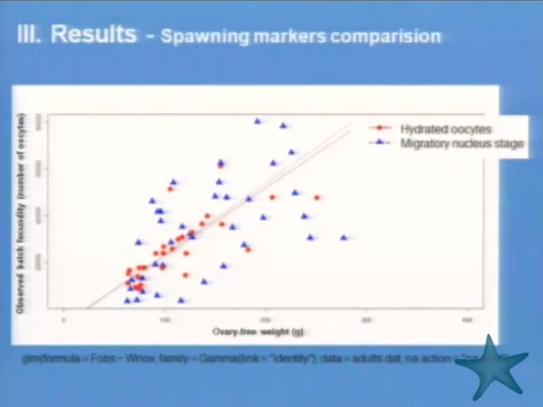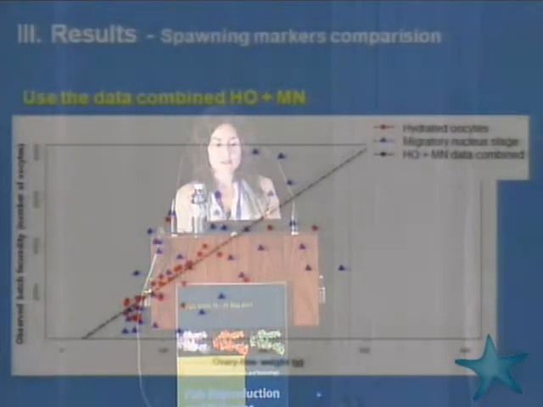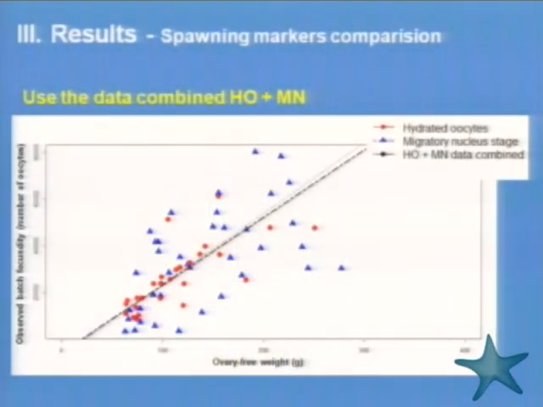And we tried to do another thing, because our problem is that we have few samples. What if we combine the two estimates for the two spawning markers for our data? And these are our results. I think they are okay.